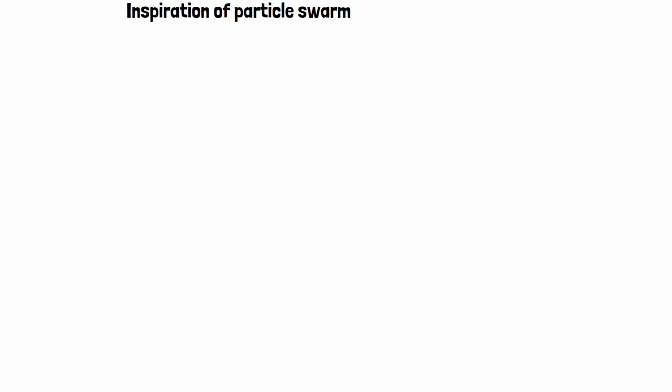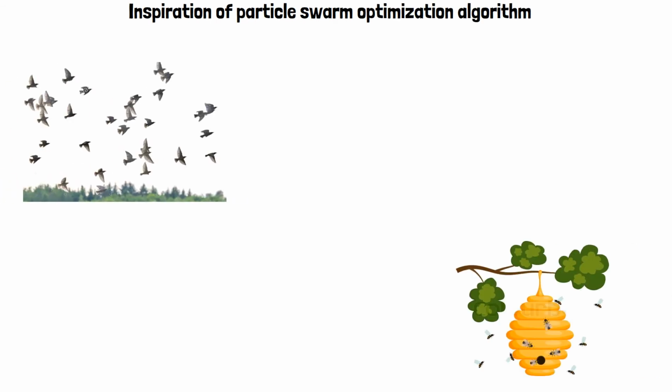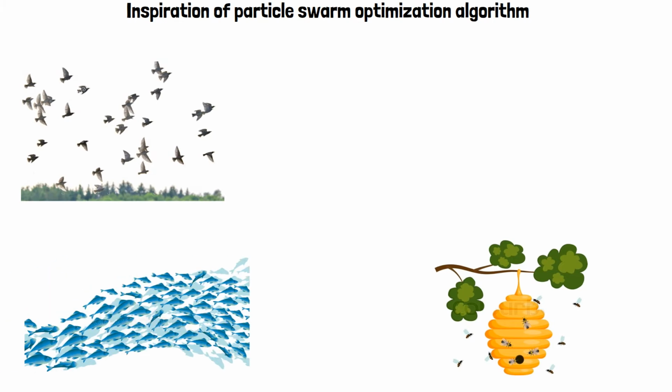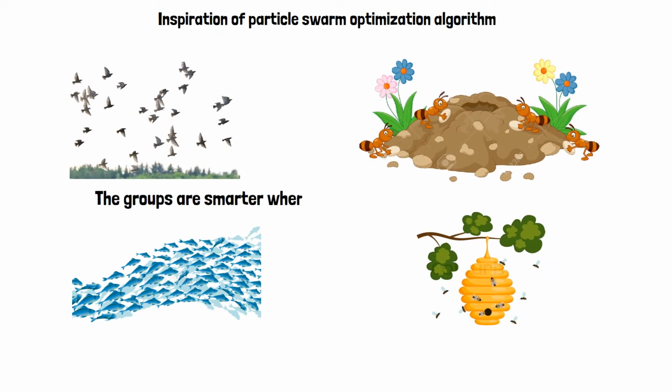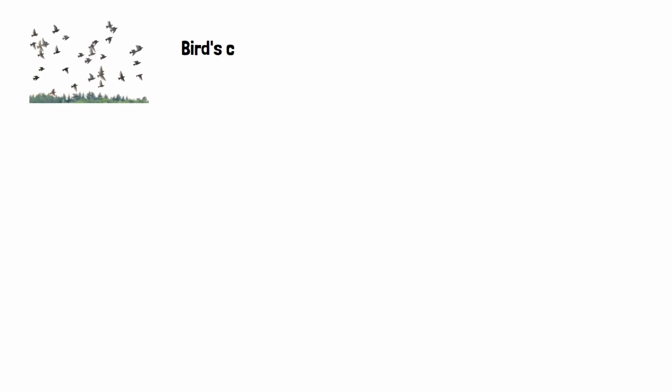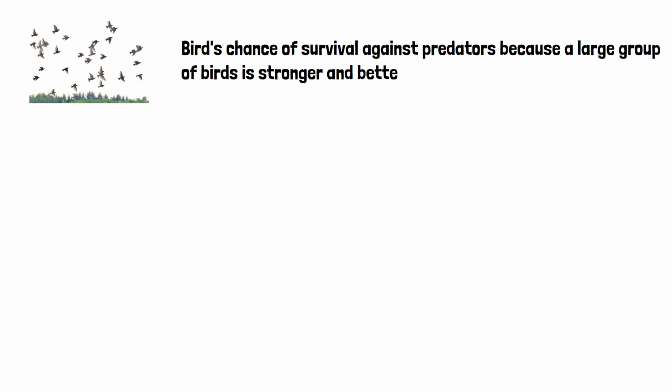The main inspiration of the particle swarm optimization algorithm is why birds flock, bees swarm, fish school, and ants form colonies. They are all doing this because groups are smarter when thinking together than individuals. In the case of bird flocks, it improves a bird's chance of survival against predators because a large group of birds is stronger and better protected.